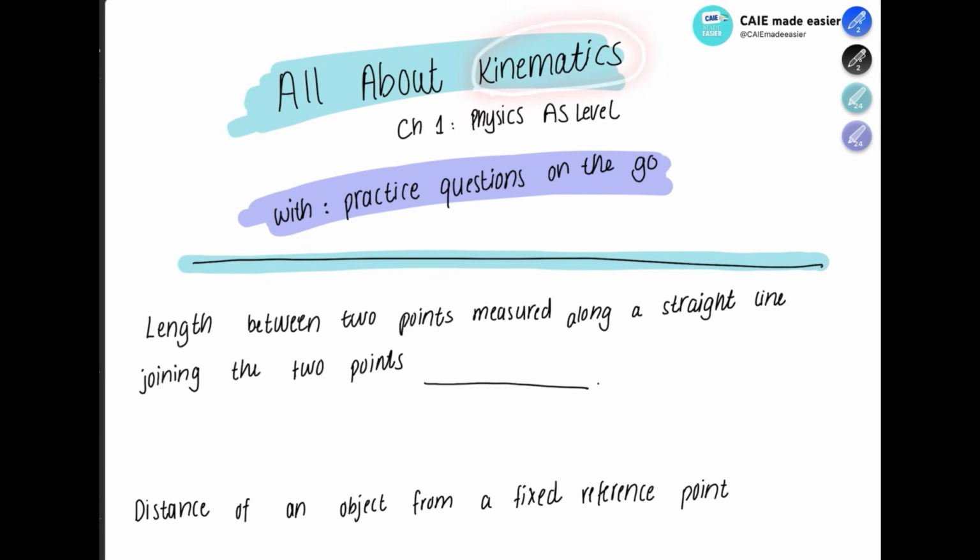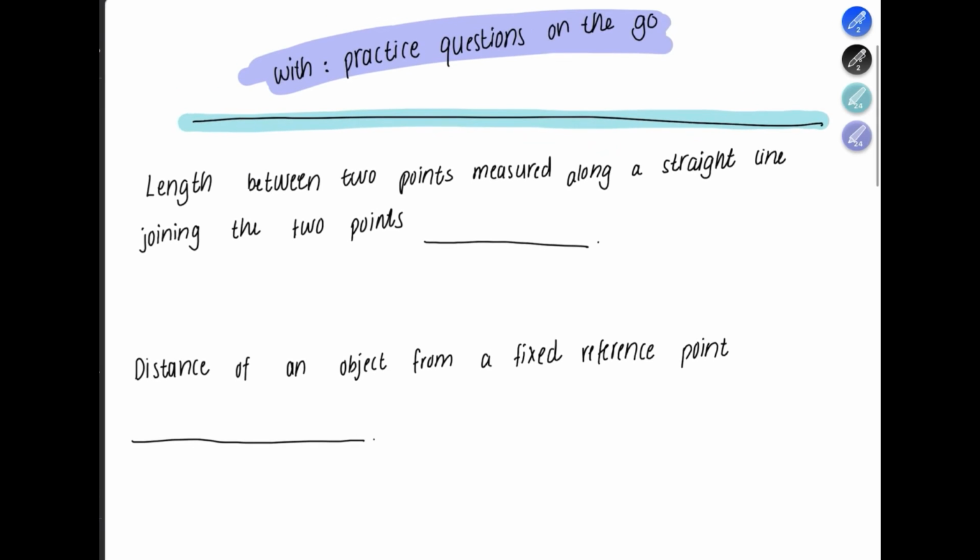So kinematics is basically a branch of physics or mechanics that is concerned with the motion of an object without referencing the forces acting on it. Let's start with some revision, but you do need to know this for AS physics. So what is the length between 2 points measured along a straight line joining the 2 points?